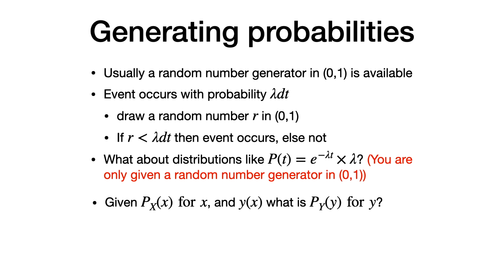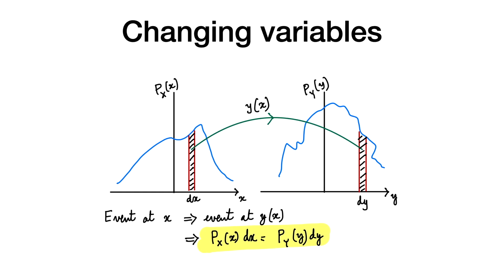How does one change variable in a probability distribution? Does anyone know? Yeah, if something is true for multivariable, I am sure it is true for single variable also. That is true. So, how does one change variable? Let me just go through that.